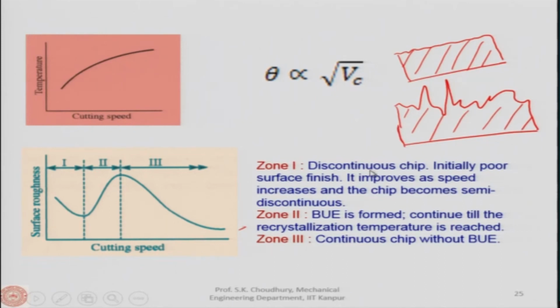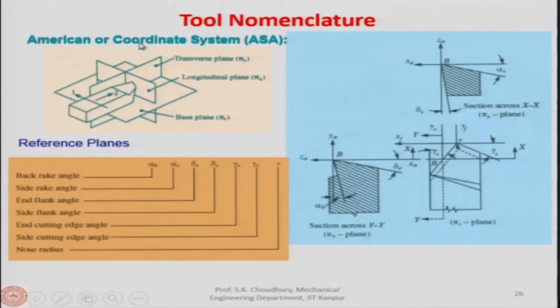Here you can read it, it is written here that zone 1 is the discontinuous chip, initially poor surface finish, it improves as speed increases, and the chip becomes semi discontinuous here. In zone 2, as I already told you, built up edge is formed and continues till the recrystallization temperature is reached, and then the continuous chip without the BUE, because BUE vanishes since the temperature goes beyond the temperature of recrystallization.